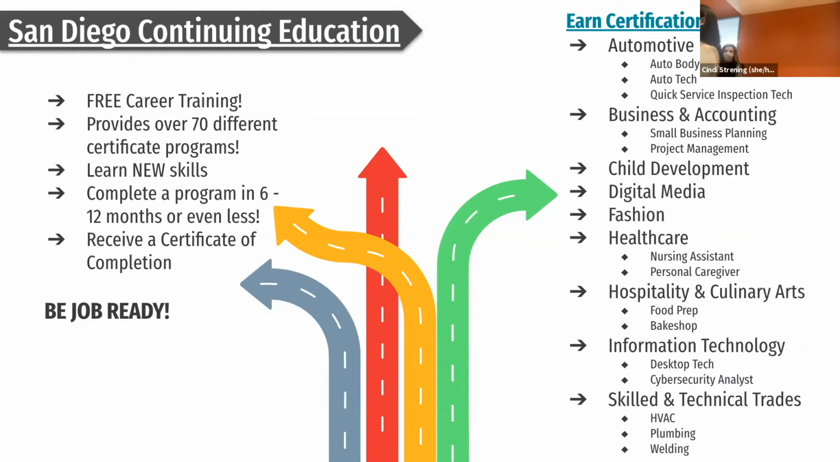And then on top of that, for any of you thinking about certificate programs or trade programs, that's also going to open up in the spring. There is San Diego Continuing Ed. This is a great program. They'll come out and talk with us, but it's basically for career training. They provide over 70 different certification programs where you can learn new skills. You can complete a program in 6 to 12 months or even less. There are some programs that are like 16 weeks to get a certification, and then you are job ready. They will help you find a job in your career. Does that make sense? So this is for shorter term, going out there to get a job.